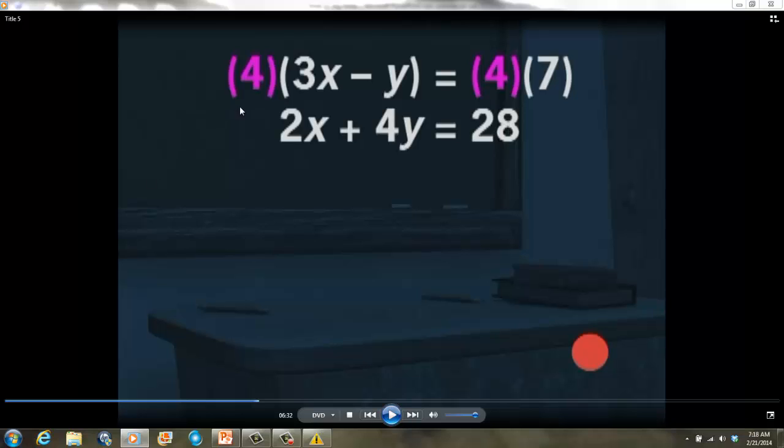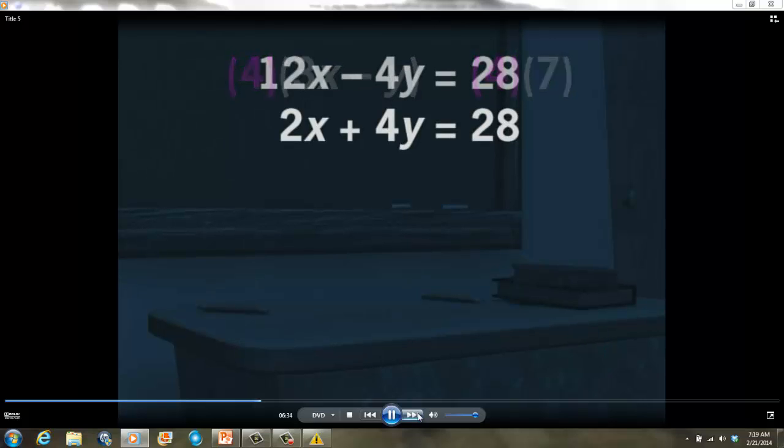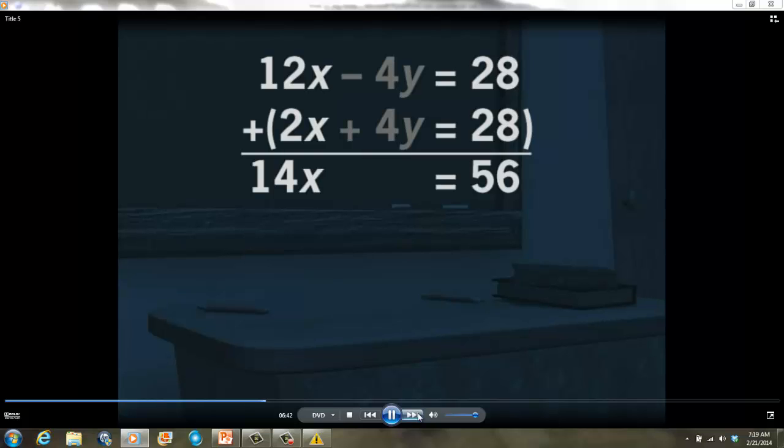So what they're doing here is multiplying 4 times 3x and then 4 times negative y in order to get a negative 4y. That way the y terms will have opposite coefficients. And then they also have to multiply 4 on the other side of the equal sign. The first equation becomes 12x minus 4y is equal to 28. So now we can add the equations together to eliminate y, and then we solve just like before.